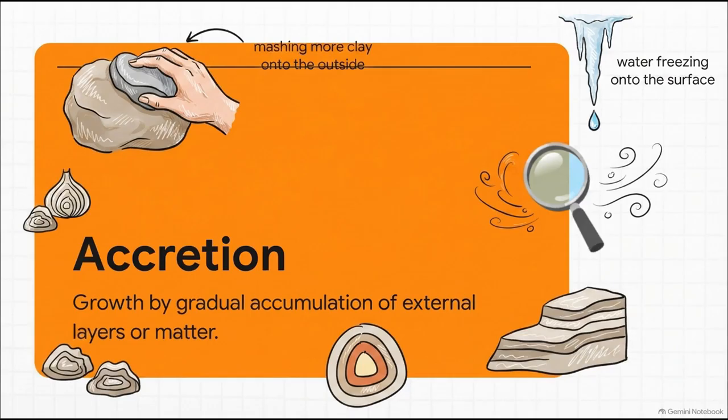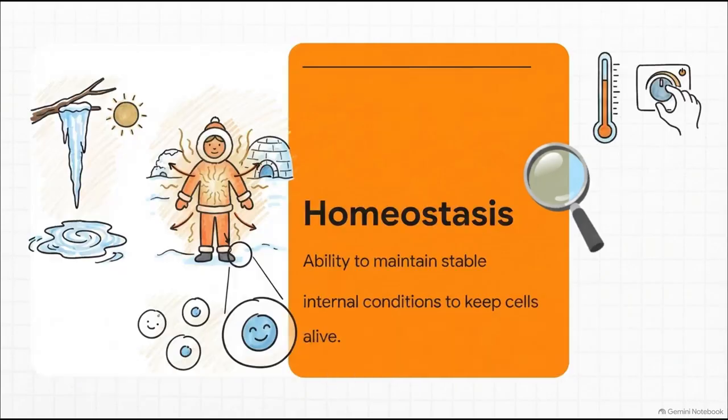So it's just mashing more clay onto the outside, or water freezing onto the surface of that icicle. This is entirely different from living things, which actually grow from within through very complex cellular division and maturation. So the crucial point here is how these things handle changes in their environment. Think about it. An icicle has zero internal defense. If the sun comes out, it's completely at the mercy of the temperature and just melts.